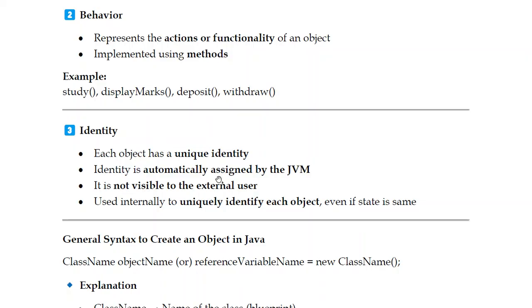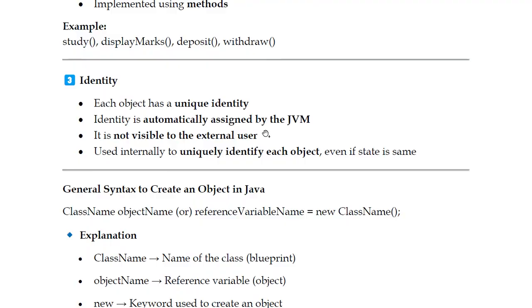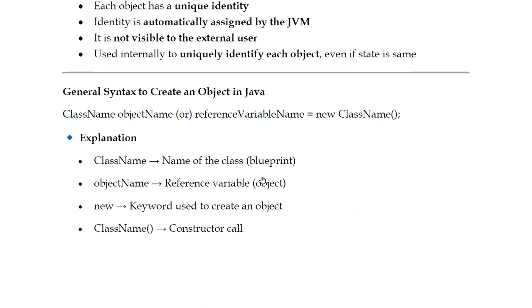Next, identity, which means a unique ID. It is automatically assigned by the JVM. We can't see it as an external user. Each and every object has a separate unique ID, just like we have a separate Aadhaar number or separate door number. Like that, here also it has a separate unique identity. The JVM will take care of that. We don't worry about that. It is used internally to uniquely identify each object.